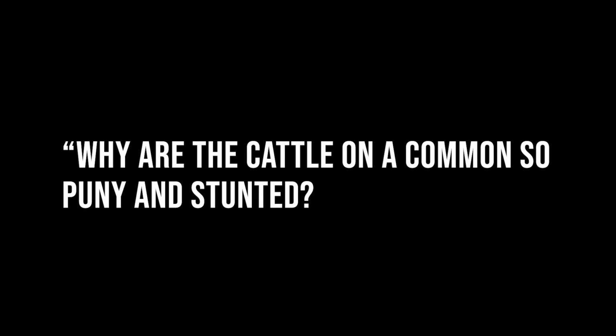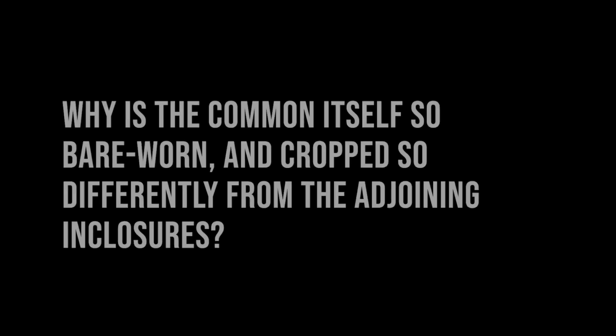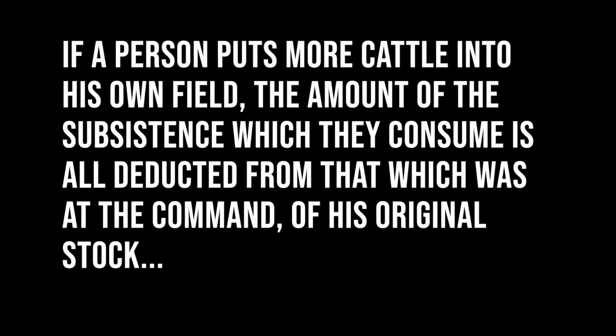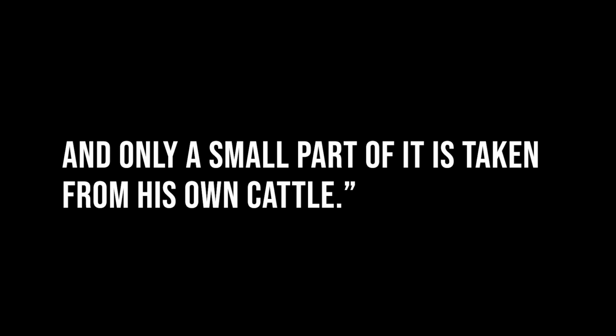Why are all the cattle on a common so puny and stunted? Why is the common itself so bare-worn and cropped so differently from the adjoining enclosures? If a person puts more cattle into his own field, the amount of the subsistence which they consume is all deducted from that which is at the command of his original stock. But if he puts more cattle on a common, the food which they consume forms a deduction which is shared between all the cattle, and only a small part of it is taken from his own cattle.